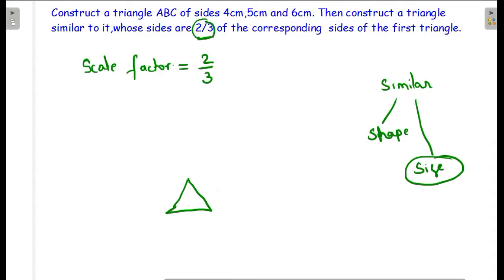Here it is 2/3. Now, how do you understand whether this 2/3 is less than 1 or greater than 1? If the numerator of the fraction is less than the denominator, then the overall value of this fraction will be less than 1.